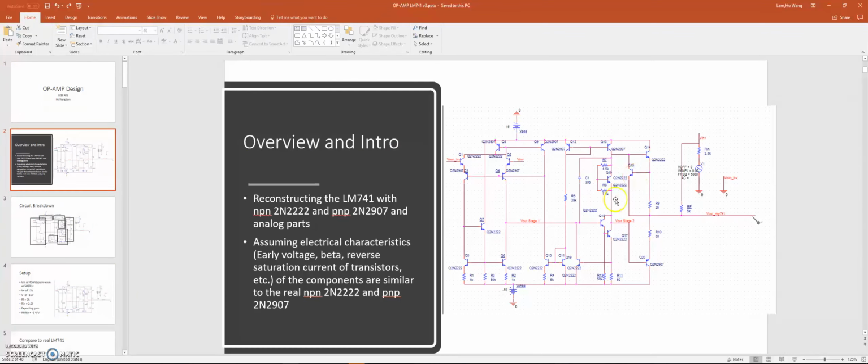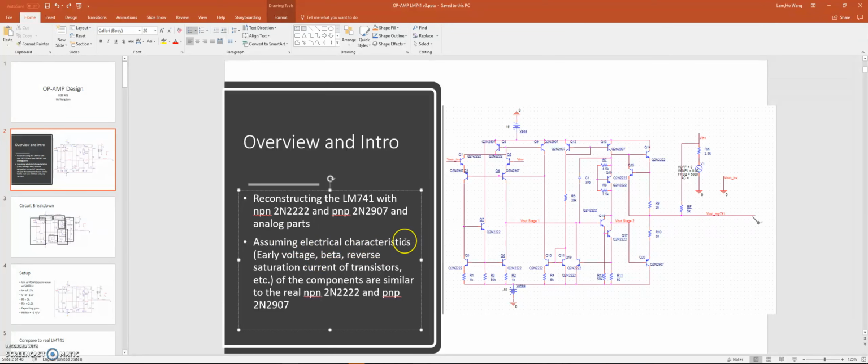So here's the overview of the circuit. I'm trying to reconstruct the LM741 with two NPN transistors and a PNP transistor. They are 2N222 and 2N2907.